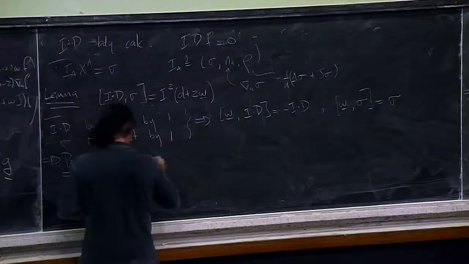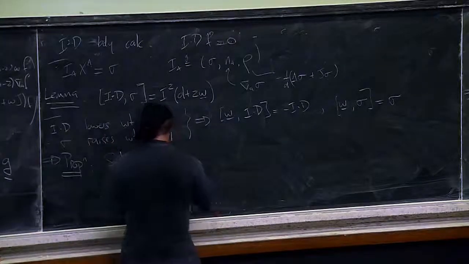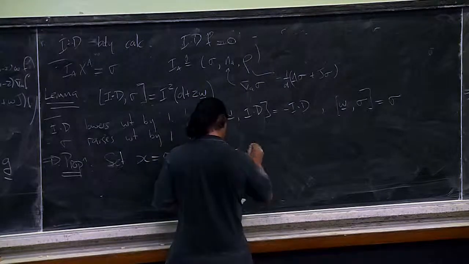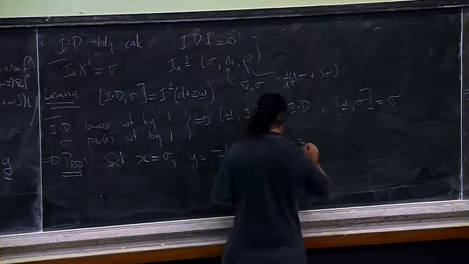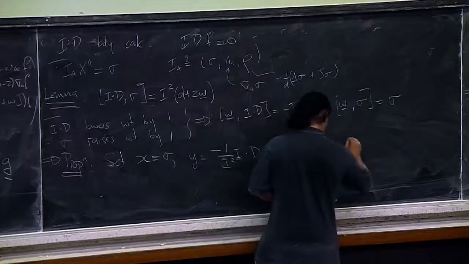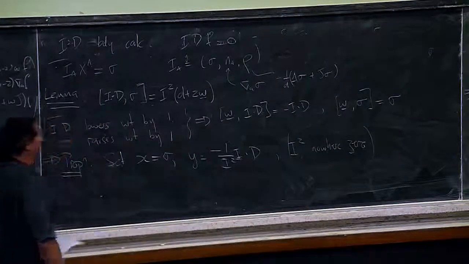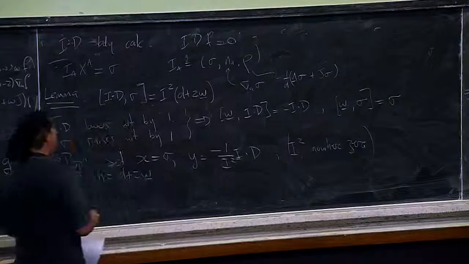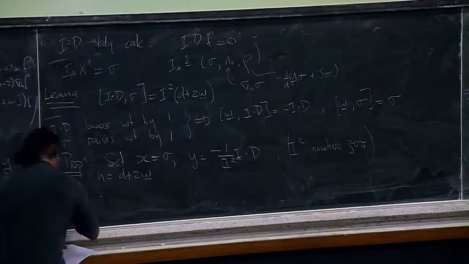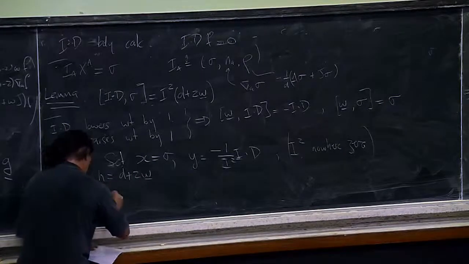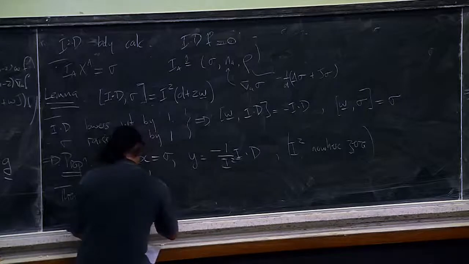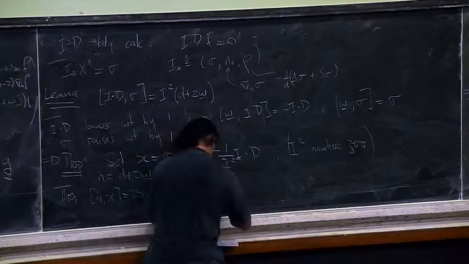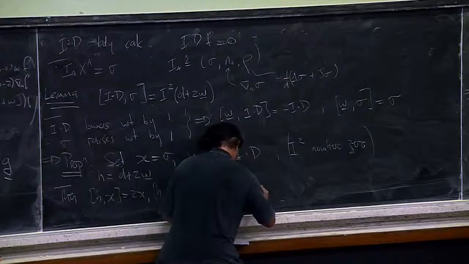Let's set x equal to sigma. I'm just renaming it. And now y I'm going to set to be equal to minus 1 over I squared times I dot D. So I guess I'm assuming I squared is nowhere 0. I should have said that I was going to restrict to that at the moment. And then set h to be D plus 2W. Then what you see is that hx is 2x, hy is minus 2y, and xy equals h.